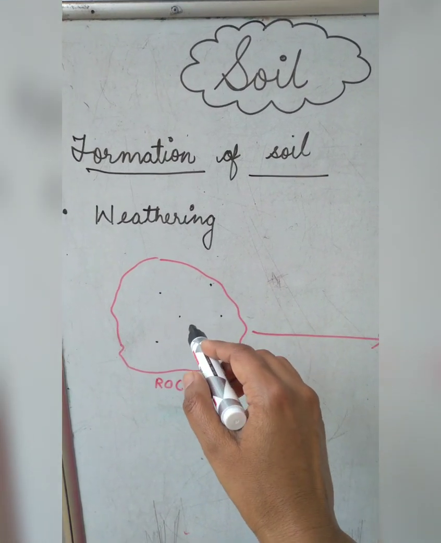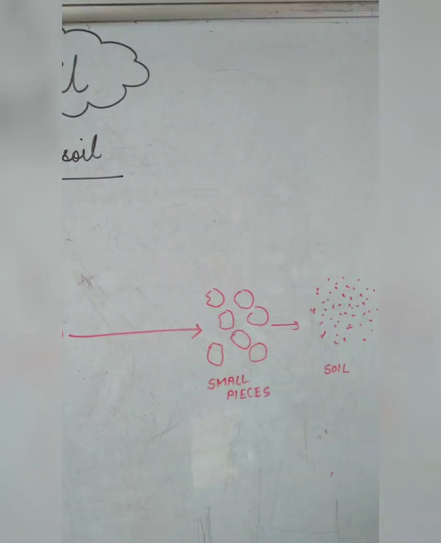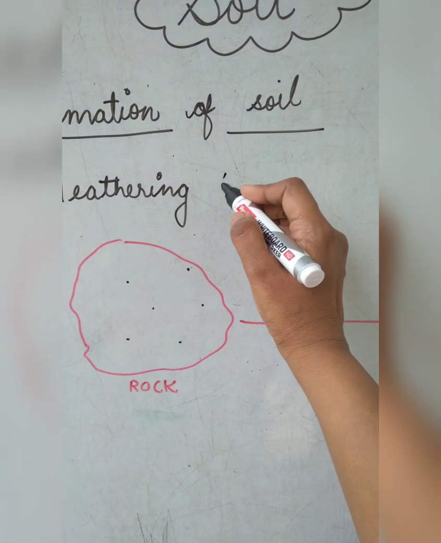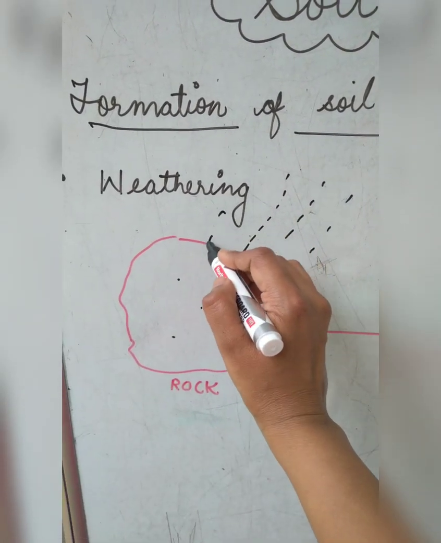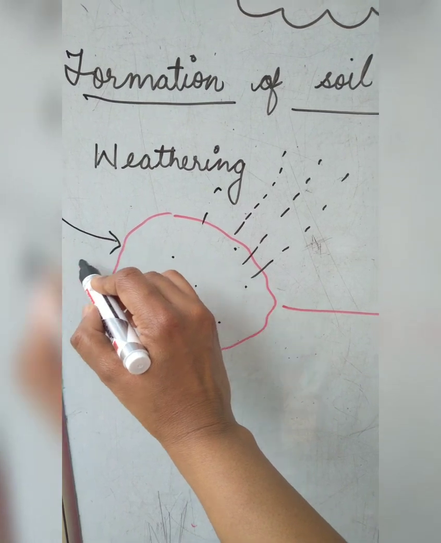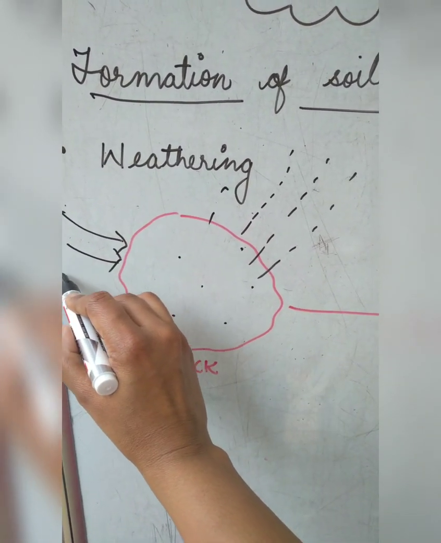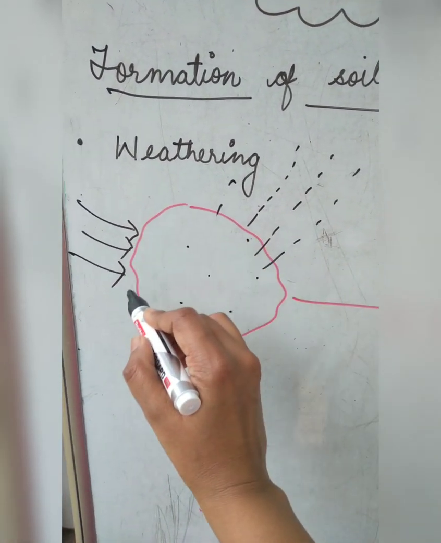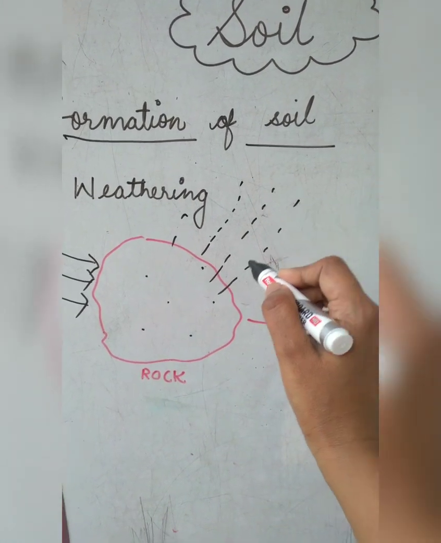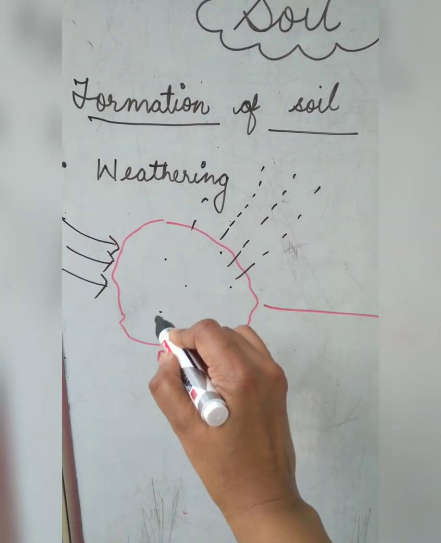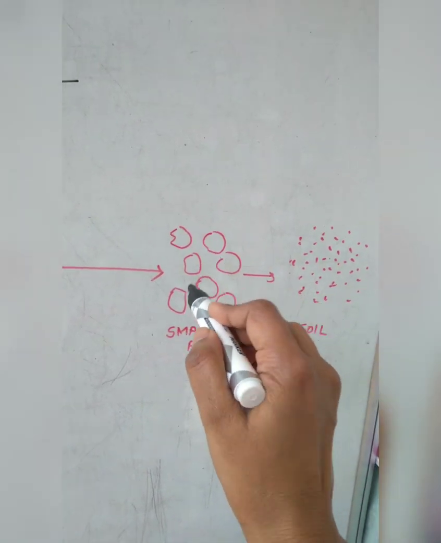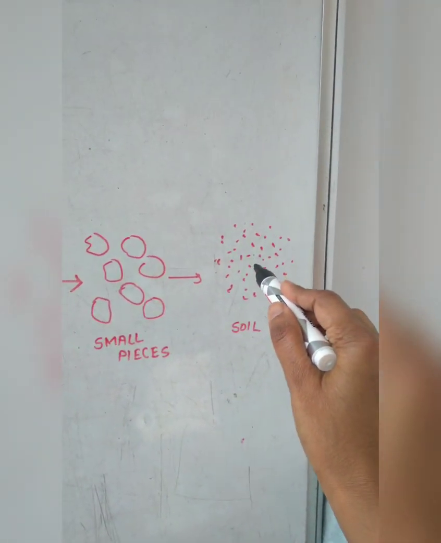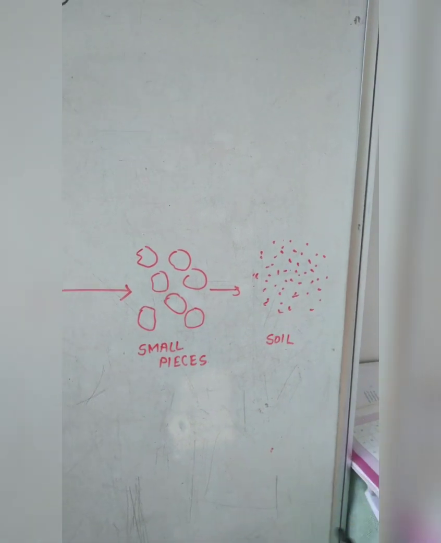Now, this rock, how does it change into soil? See, when there is rainfall, the rainwater falls on the rock, right? When wind blows, the rock becomes weak due to the action of rain and wind. So it breaks down into smaller pieces. Those smaller pieces again break down into very small particles called soil.